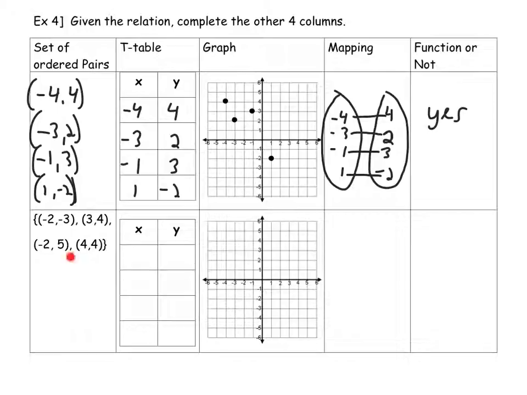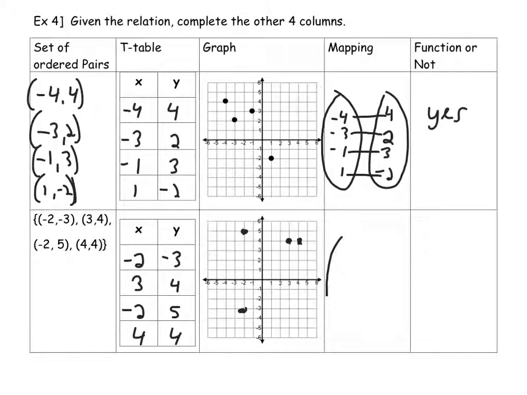Here we already have our ordered pairs. So now I'm going to list them in a t-table. So I'm going to list the x values, the -2, 3, -2, and 4. My y values are -3, 4, 5, and 4. And then I'm going to graph it. So -2, -3 is there. And then 3, 4 is going to be there. And -2, 5. And then 4, 4. So these are the ordered pairs.